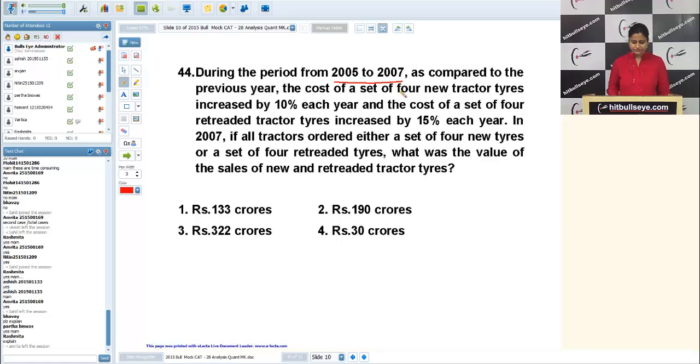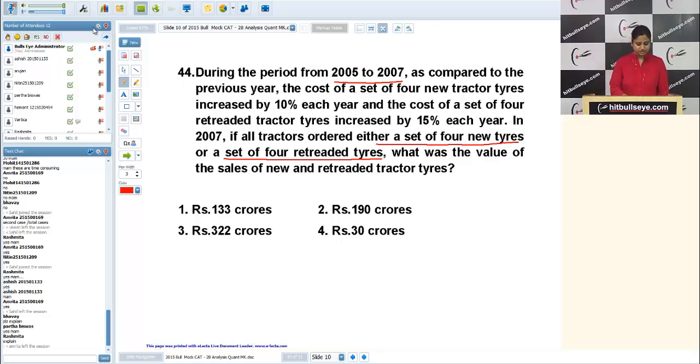Coming to the question. During the period from 2005 to 2007, as compared to the previous year, the cost of a set of 4 new tractor tires increased by 10% each year, and the cost of a set of 4 retreaded tractor tires increased by 15% each year. In 2007, if all tractors order either a set of 4 new tires or a set of 4 retreaded tires, what was the value of the sales of new and retreaded tractor tires?